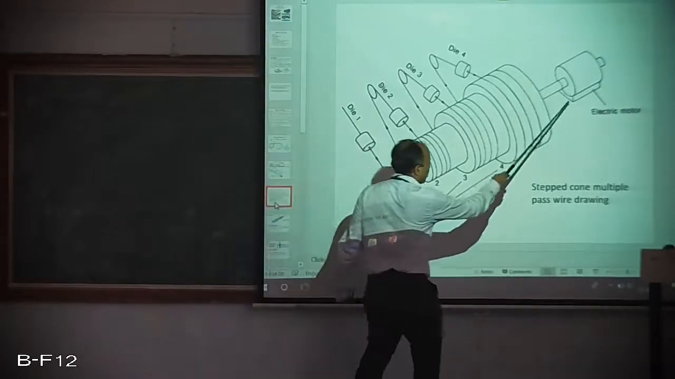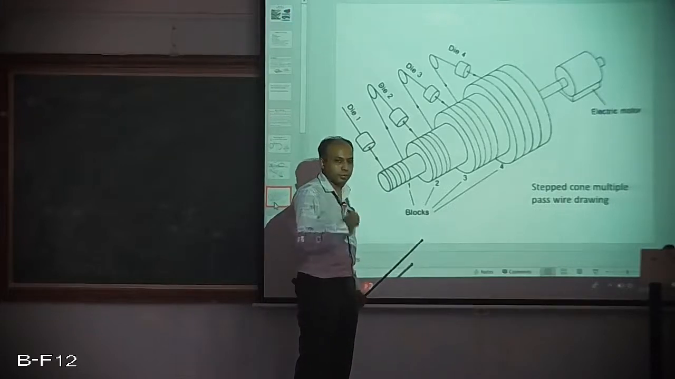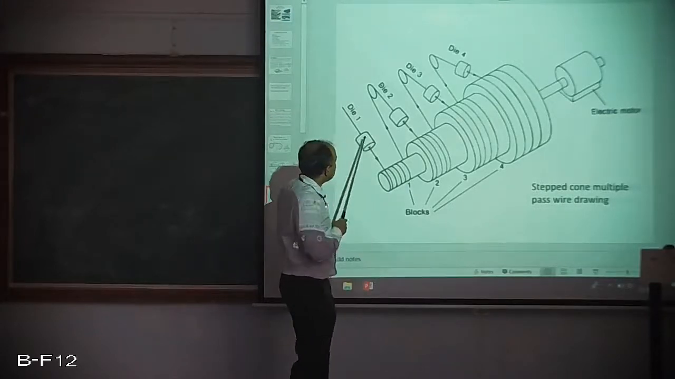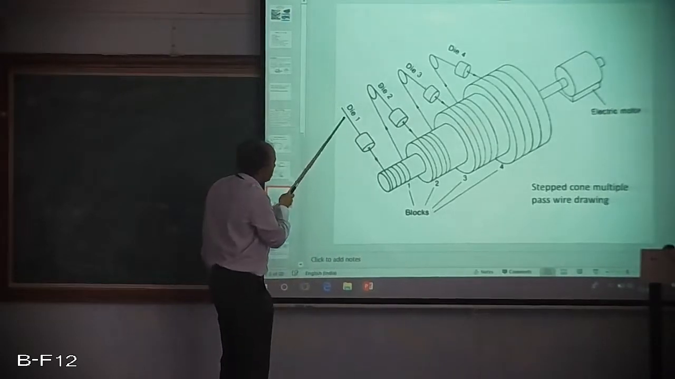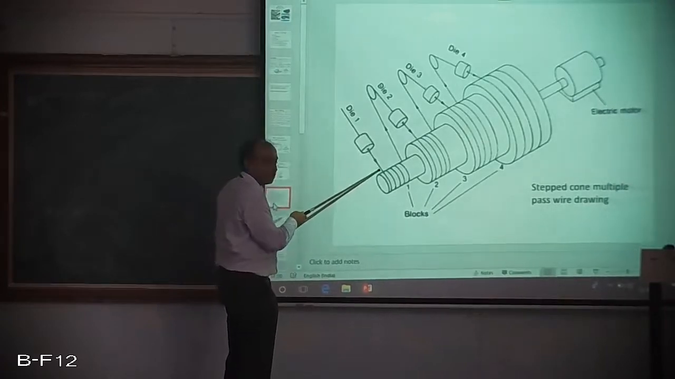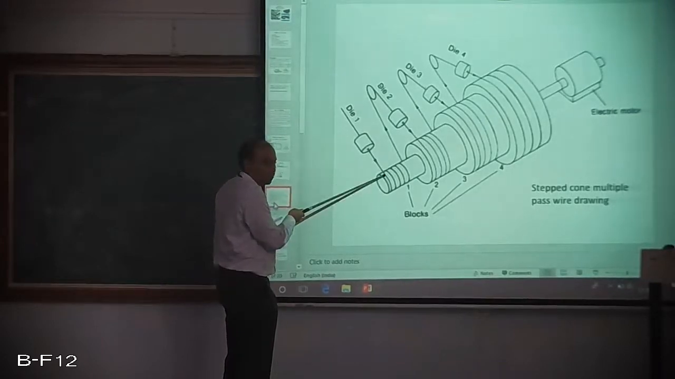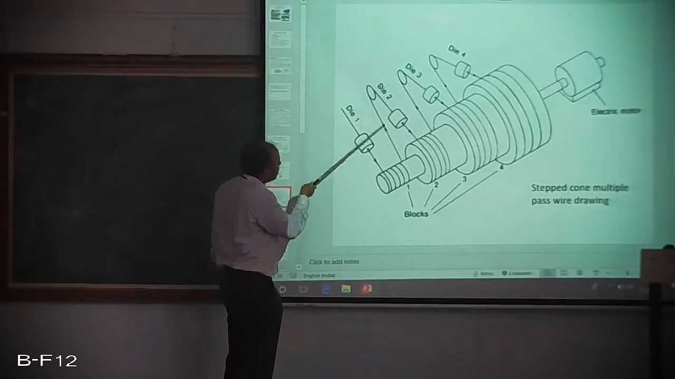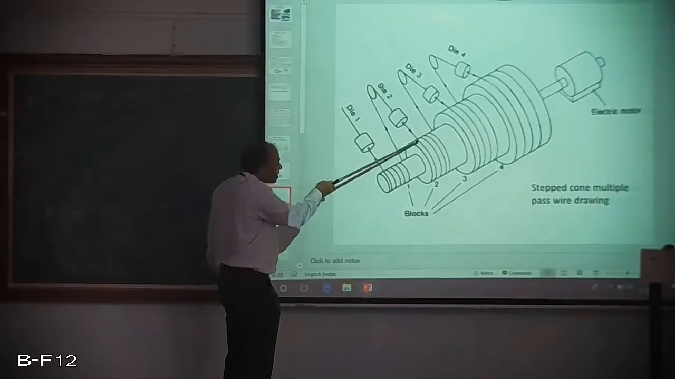I am having one electric motor which is rotating at constant RPM. But you see here die 1, die 2, die 3, die 4. Material is coming in to die 1, and the product is coming out of die 1. So the speed over here is less than the speed here. Similarly, this will be the input for die 2, and this will be the product from die 2. So this speed should be less than this speed.